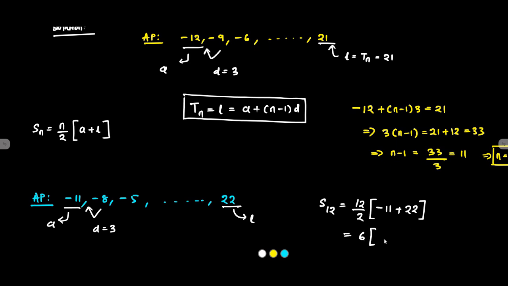12 by 2 is 6 into 11, that is equal to 66. So this is the sum of the total number of terms, that is n is equal to 12, S12, that is equal to 66. Okay, so this is that.